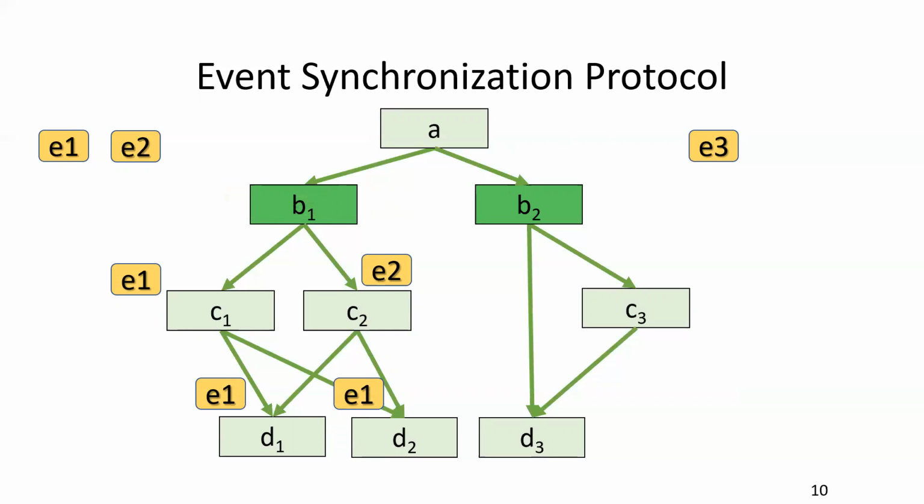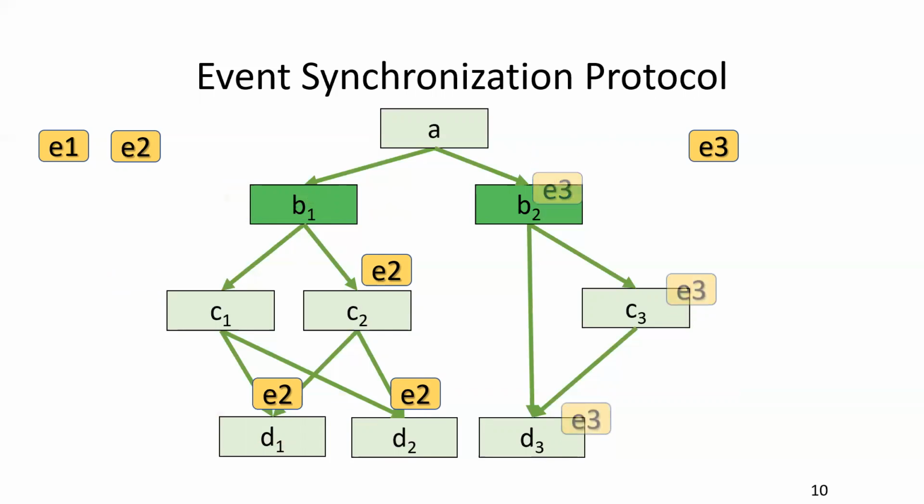Then E2 has to wait until E1 is finished. Then it can lock D1 and D2. Similarly, E3 will lock dominator B2, and then it will lock C2, C3, and D3. Because E1 and E2 are executing in the same dominator region, their execution will be serialized on D1 and D2. But E3 is executed in a different region, so it can execute completely in parallel.